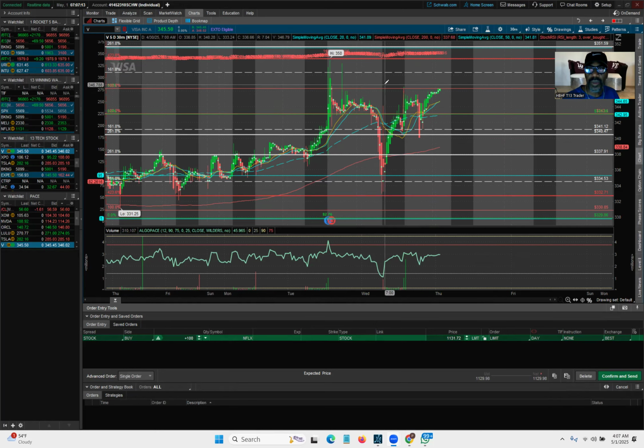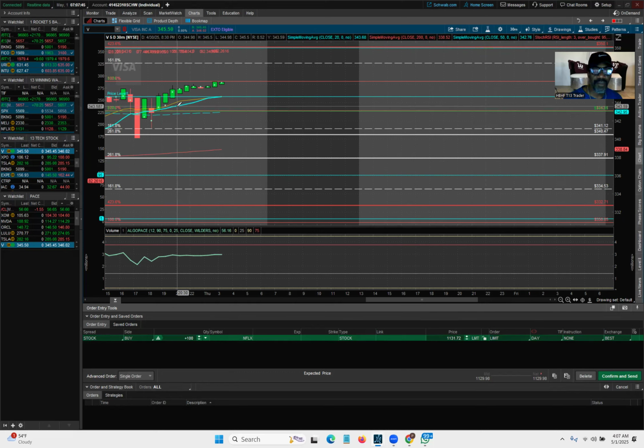If Visa cannot, as it keeps showing me on my SMAs, it's separating from off of there. So it may come down. Visa may gap up and hit. It may range here in between here. Okay, this is one of my moves. It may range here.